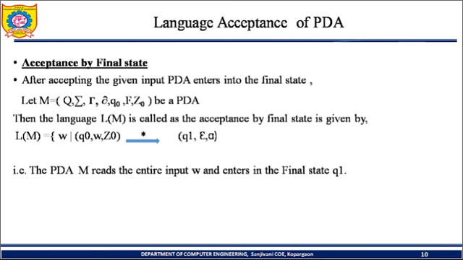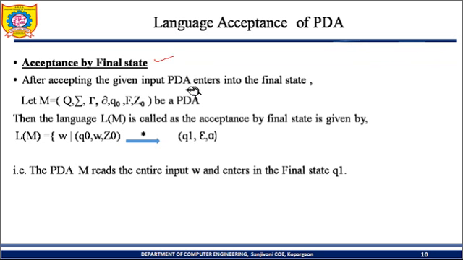Now, language accepted by the PDA. Here acceptance of the language will be done in two ways, means language accepted by the PDA with the help of two ways. One is with the help of empty stack and the second one is with the help of final state. So first of all we will discuss acceptance by the final state.